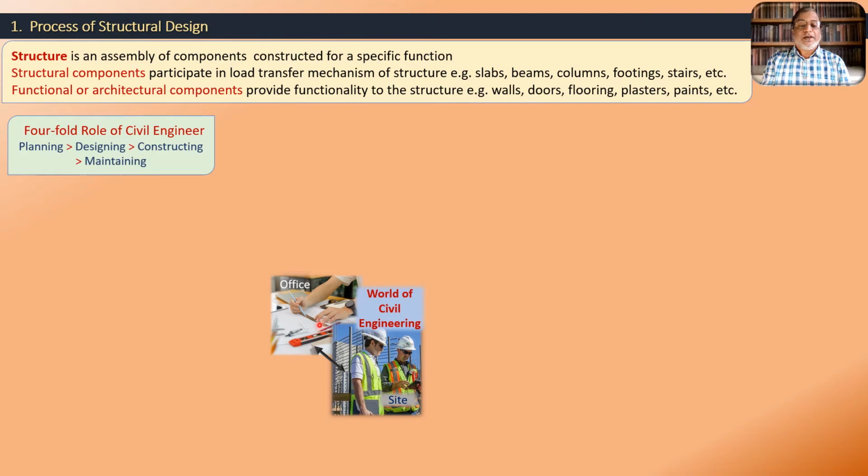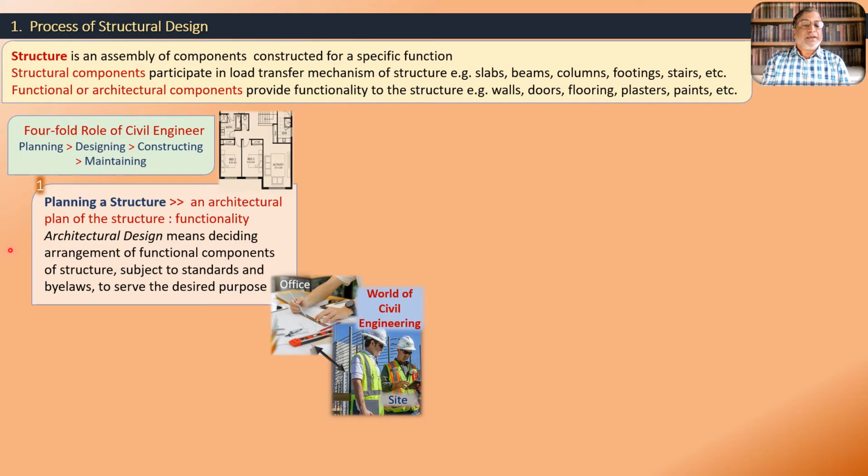The world of civil engineering. A civil engineer has got a fourfold role. That means a civil engineer has to perform 4 roles. They are planning, designing, constructing, and maintaining a structure. Out of these 4 roles, planning and designing usually take place in the office, whereas construction and maintenance obviously are going on at the site. Now we will consider each role in greater detail.